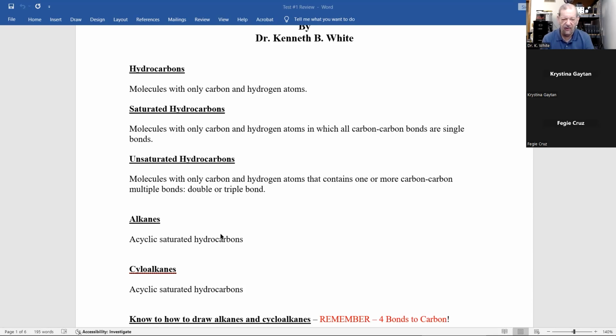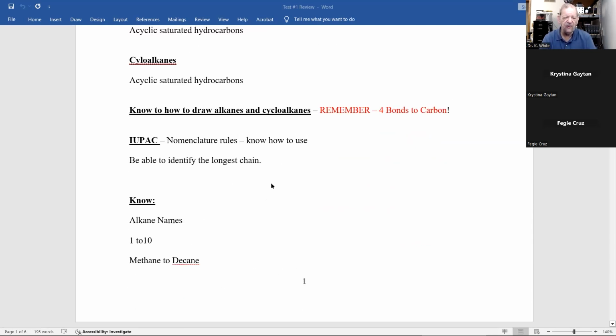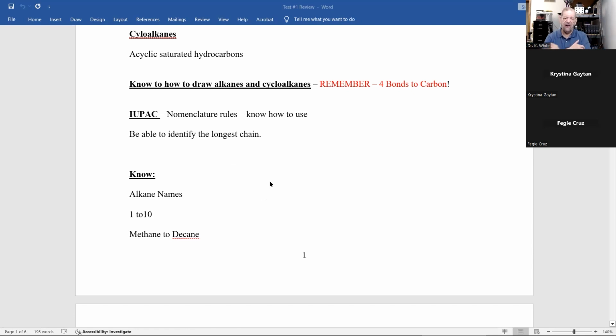Unsaturated hydrocarbons are molecules with only carbon and hydrogen atoms that contain one or more carbon-carbon multiple bonds, known as a double or triple bond. Now, I use the term, but I'll never ask on a test what's an alkane or cycloalkane. Now, you should know, and hopefully you've done the practice problems. And by the way, test 1, you'll see, is alkanes, cycloalkanes, alkenes, alkynes, and aromatic compounds.